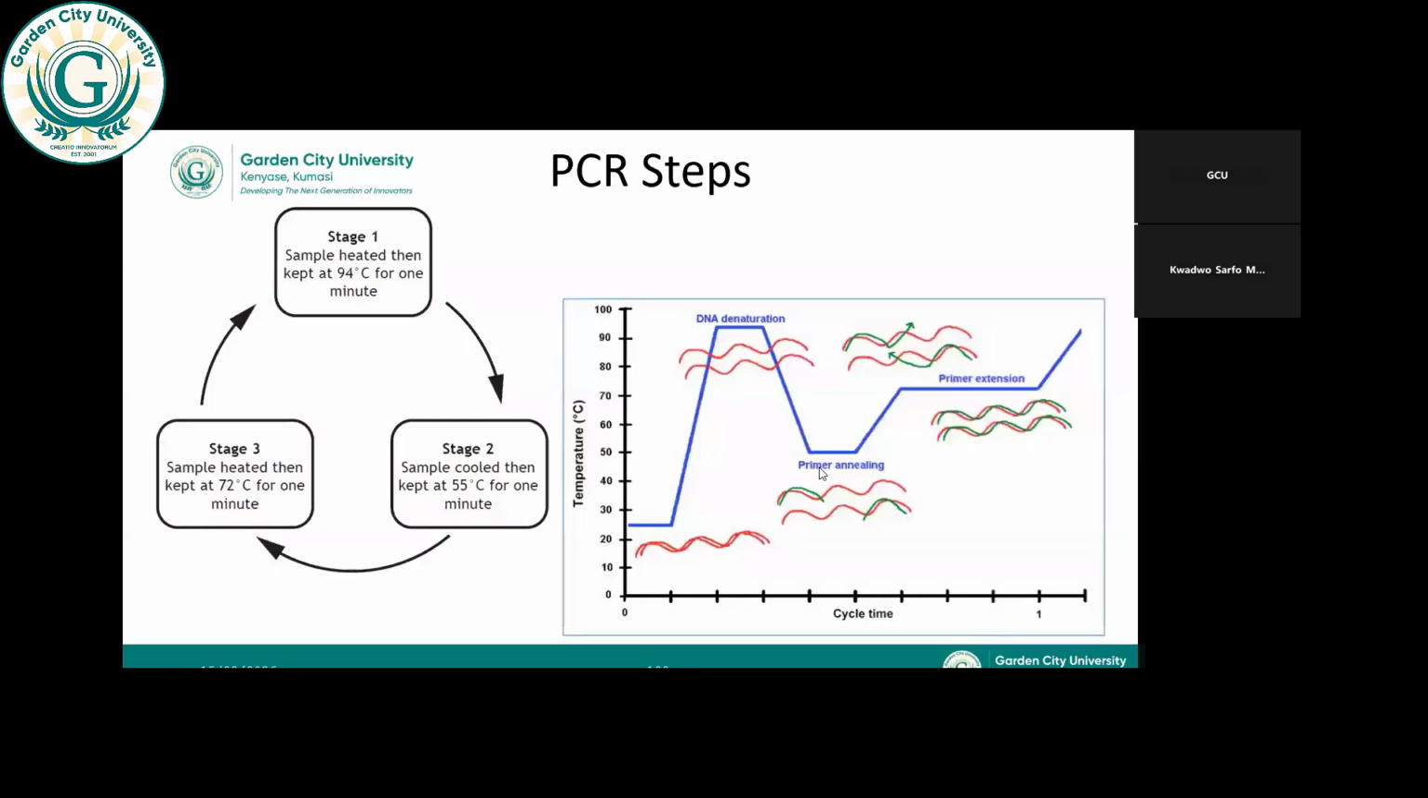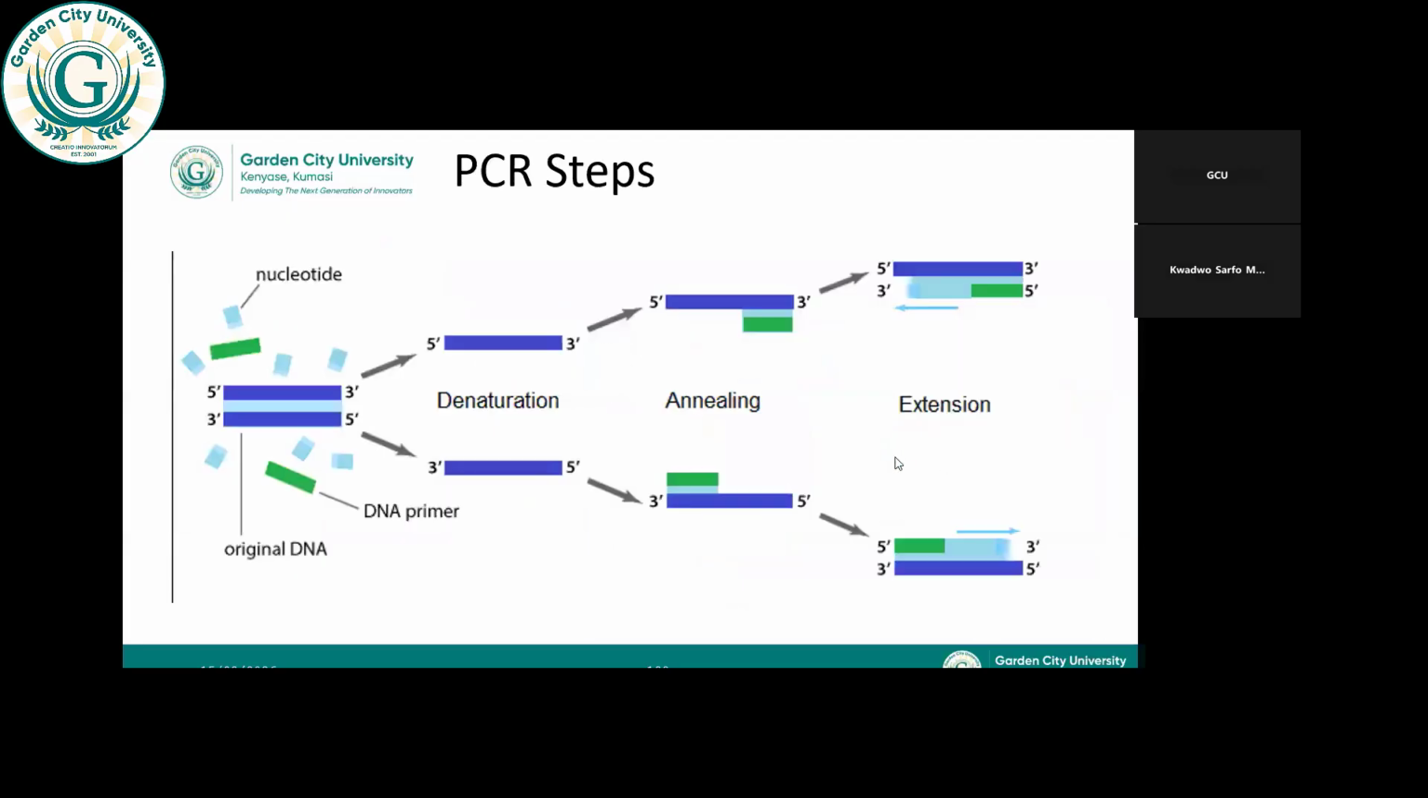Then you repeat the cycle about 35 or 40 times. So the next cycle, cycle 2, this one will double. So we end up getting 4 copies. Initially it was 1, and now we are getting 4 copies. Cycle 3 will become 8 copies because 2 exponent 3 is 8. Each of the 4 will now become double. So that's how PCR works.